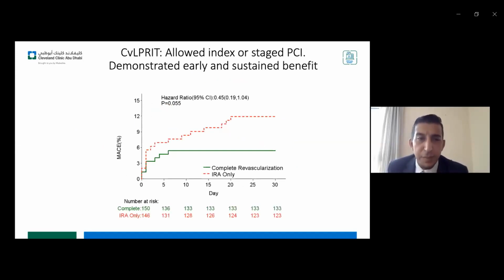This was followed up by the CULPRIT trial a couple of years later, and it allowed a little bit more flexibility, where it could be done either in the index PCI or staged. It showed that this benefit is demonstrated early and sustained. It starts very early, so the curves separate, and out at 30 days, we see a significant reduction of over 50% in events.